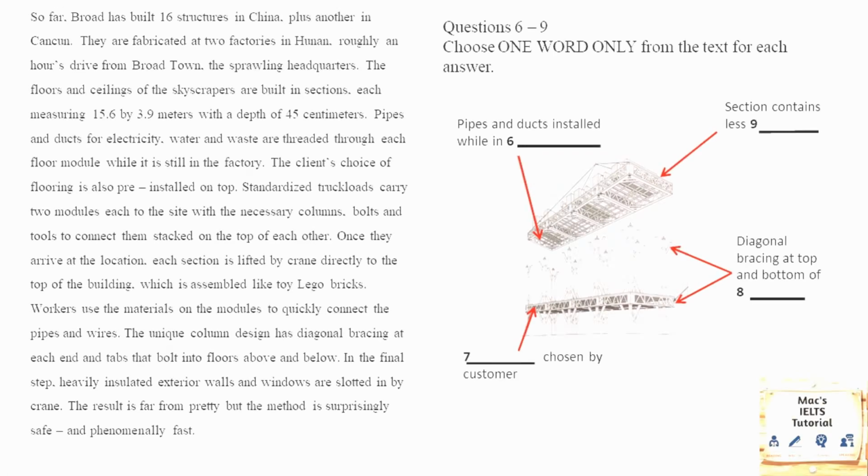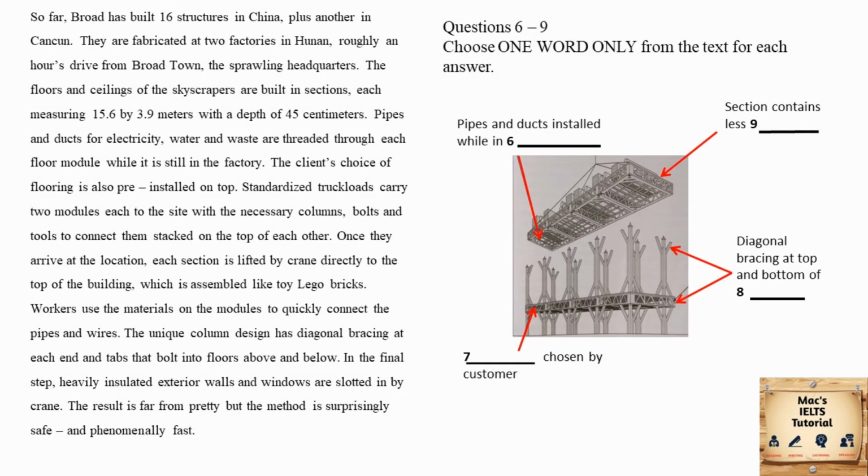It is paragraph B, which tells us the transformation from factory to the workplace. One important feature which you will have to keep in mind is you must use only one word to label the diagram. The first question states pipes and ducts installed when in dash. So let us find these same words in para B. Pipes and ducts for electricity, water, and waste are threaded through each floor module while it is still in the factory. So the answer for the question is factory.